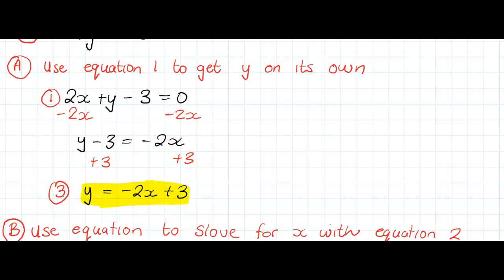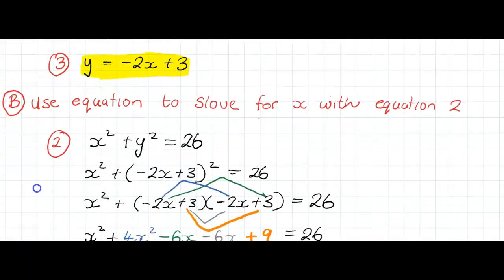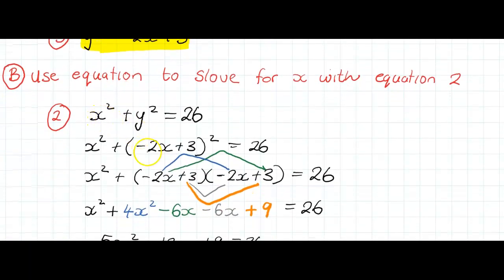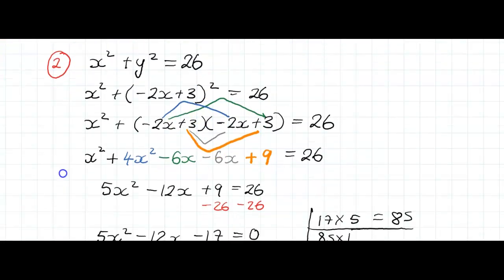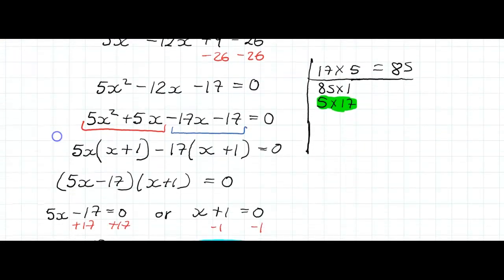Then we subbed that back into the equation with the x squareds and the y squareds in it, so equation 2, and we subbed in for y, minus 2x plus 3. We multiplied out our brackets and tidied it up. Then we used our guide rule to solve for x. We were only left with x squared, x, and a number. So we use our guide rule to tidy that up. To get the guide rule, it's the last number on its own, and we multiply it by the number in front of our x squared.